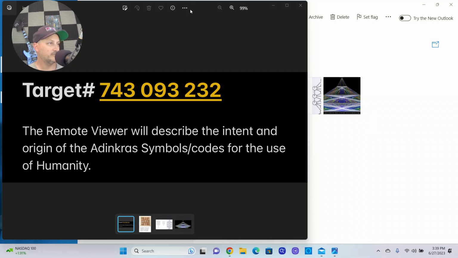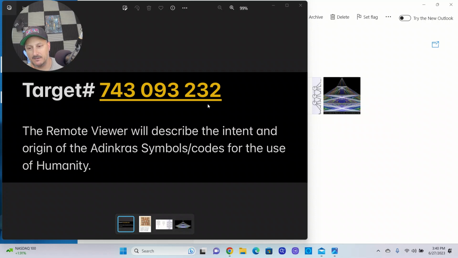Welcome back to Owl003. Today we are going to talk about a target I did on the Adinkras symbols and codes. Here's what the tasking was. The remote viewer will describe the intent and origin of the Adinkras symbols and codes for the use of humanity.